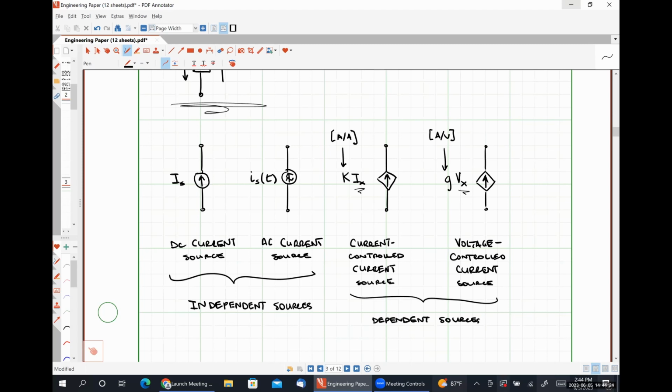Hopefully this is obvious, but the easiest way to tell the difference between a current source and a voltage source, because they have similar symbols, is if it has a plus and minus sign, it's a voltage source because the polarity is indicated. And if it has an arrow, it's a current source, which means that the direction has been indicated.